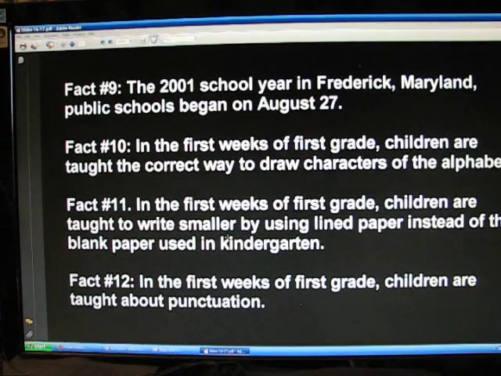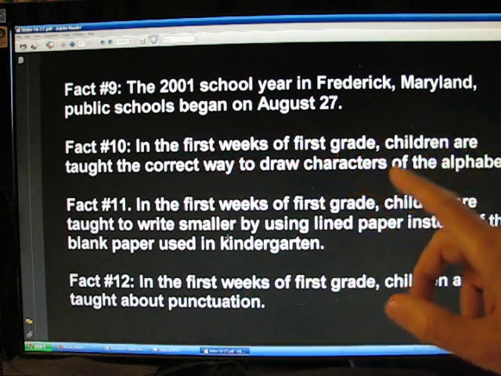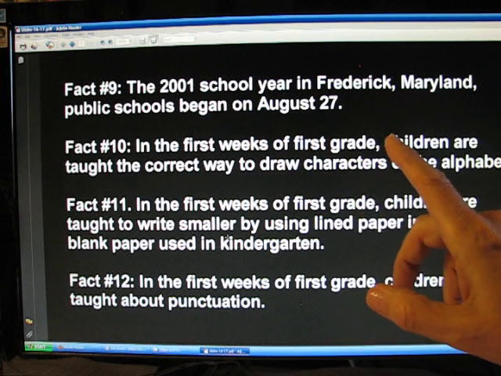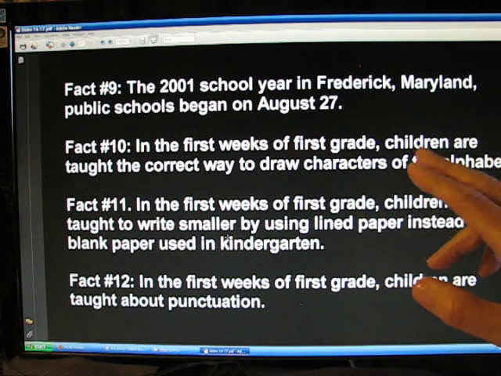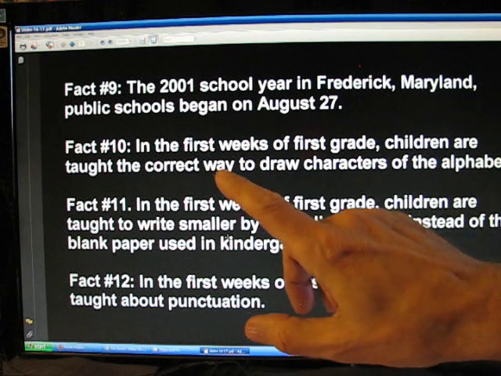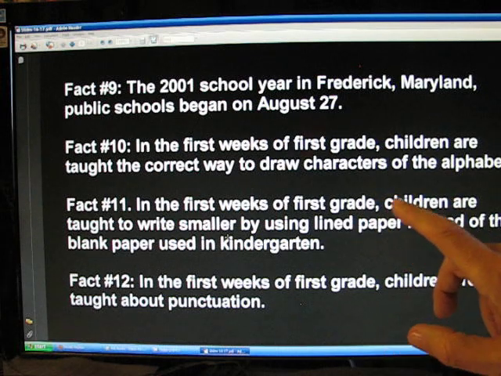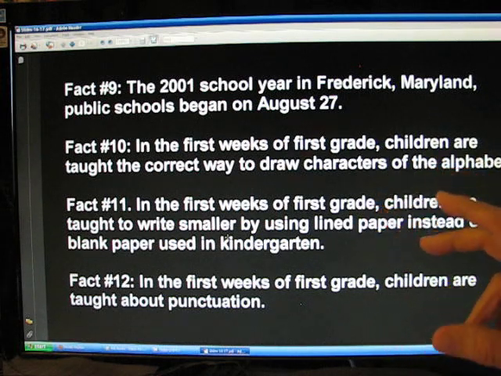While it may be highly unusual for an adult to go through those kinds of changes between September and October, here's what some other facts say. Fact number 9: the 2001 school year in Frederick, Maryland public schools began on August 27th, which is just before 9/11 and just before the writing and addressing of the envelopes. Fact number 10: in the first weeks of first grade, children are taught the correct way to draw characters of the alphabet, like R's and O's.